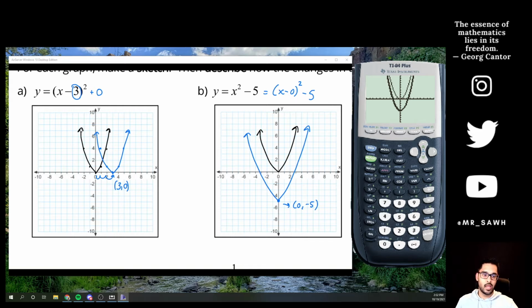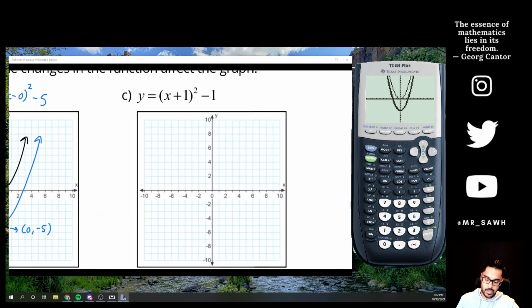So for the first one, I knew it was a positive 3 because my graph went 3 to the right, even though it said minus. The sign is a little bit backwards here. Okay, but let's try one where maybe there's a plus sign instead.